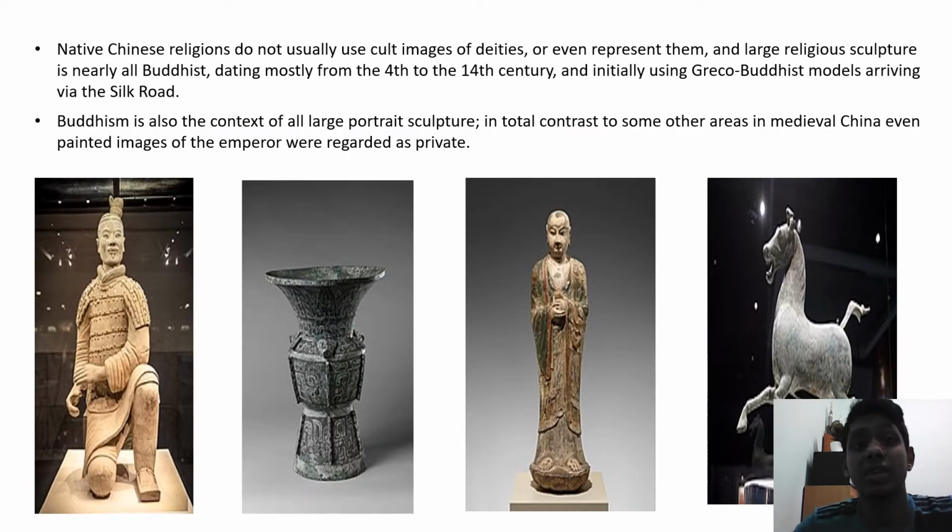Native Chinese religions do not usually use cult images of deities or even represent them, and large religious sculpture is nearly all Buddhist. You can see the two pictures. They are sculptures of Buddha and a horse. Buddhism is also the context of all large portrait sculpture, in total contrast to some other areas. In medieval China, even painted images of an emperor were regarded as private. And the first picture shows an emperor in China.